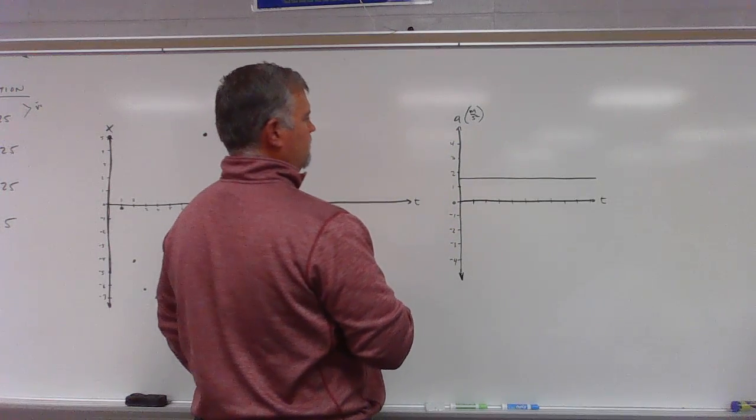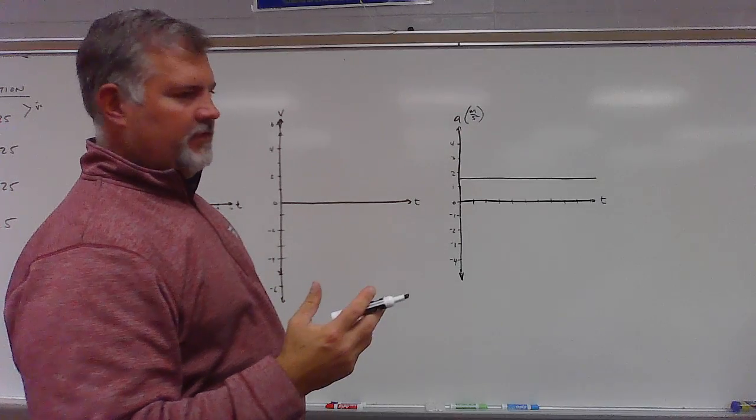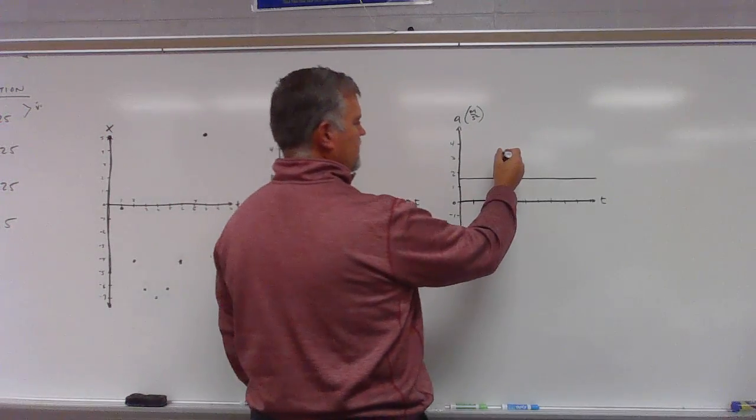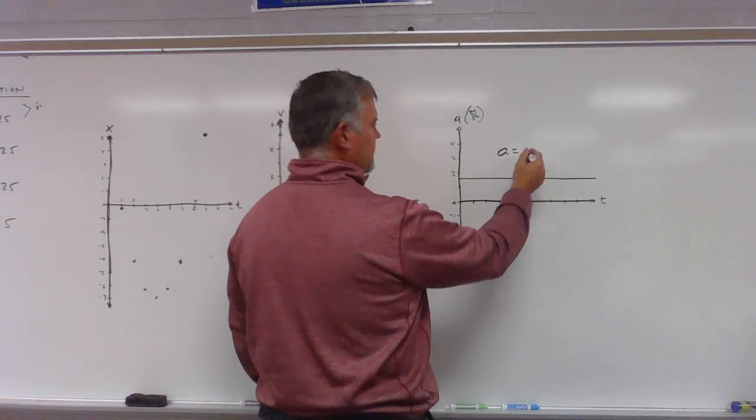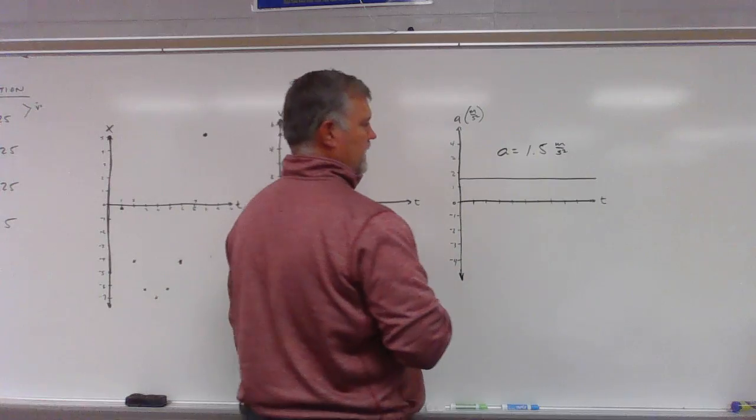All right. So a flat line on an acceleration graph is telling you constant acceleration. So we just know here that acceleration is 1.5 meters per second squared.